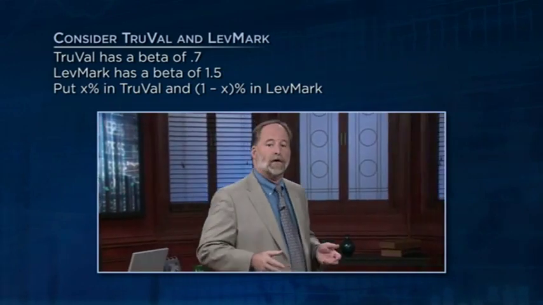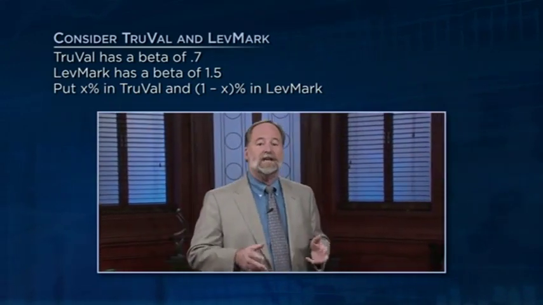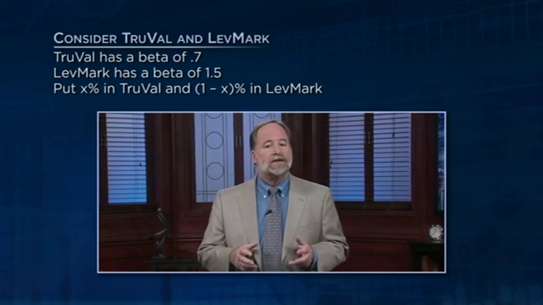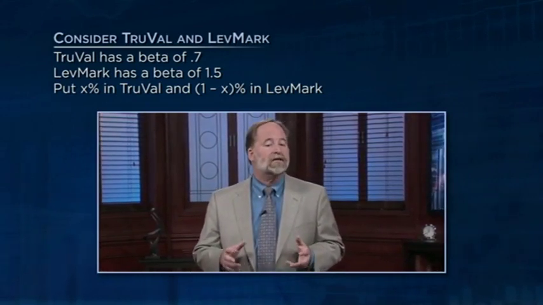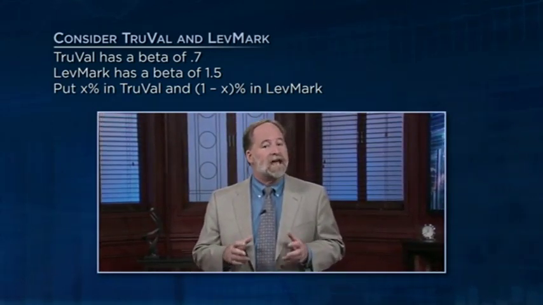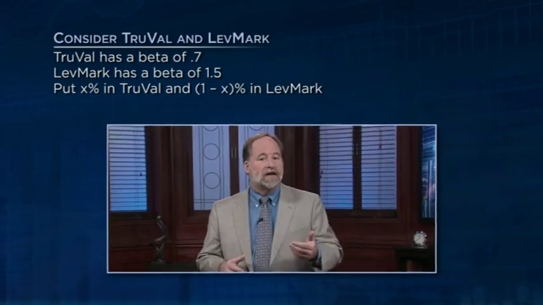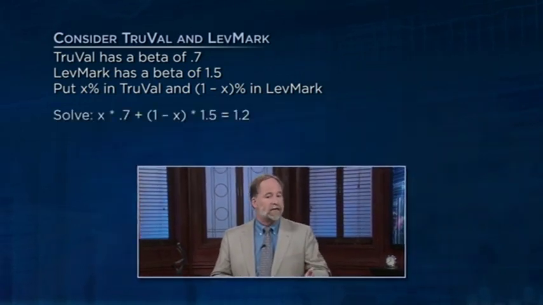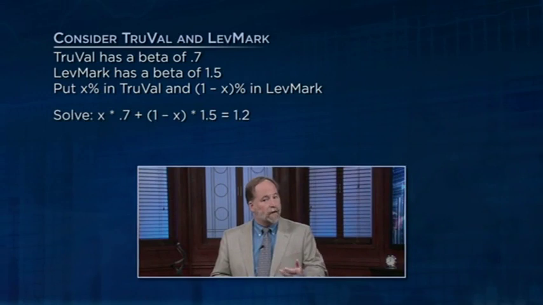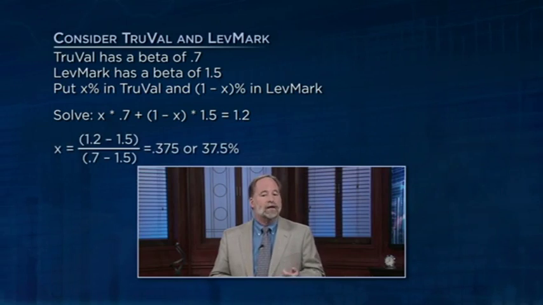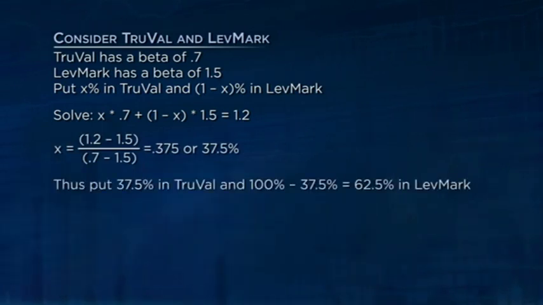The beta of a portfolio is simply the weighted average of the individual betas, where the weights correspond to the fraction of the money invested in each. Thus, the answer to our question is the value of X that solves X times 0.7 plus 1 minus X times 1.5 equals 1.2. A little algebra implies that what? X is going to be 0.375. So put 37.5% in True Value and 100 minus 37.5%, or 62.5%, in Levmark.